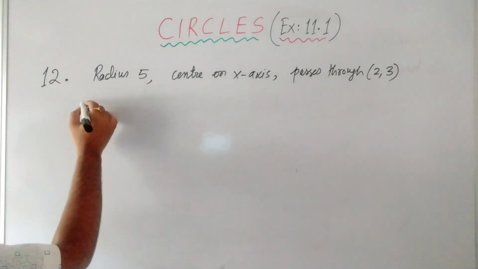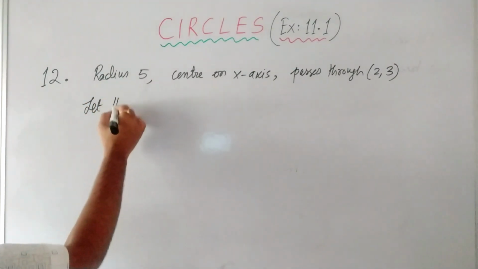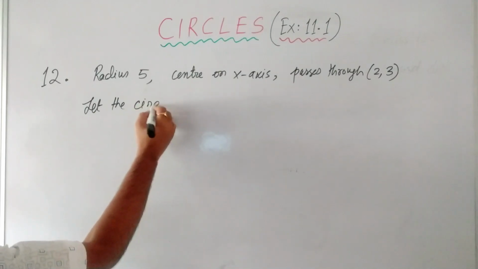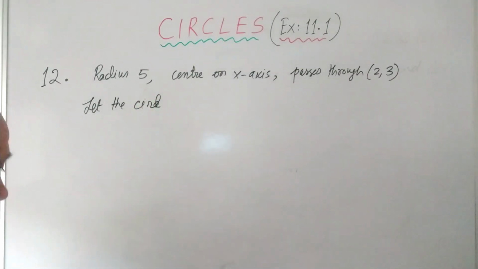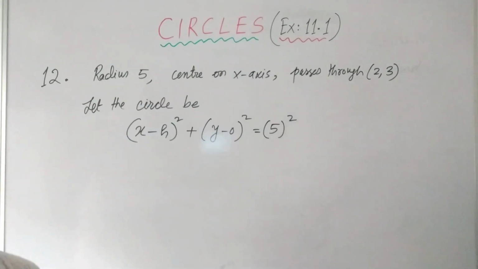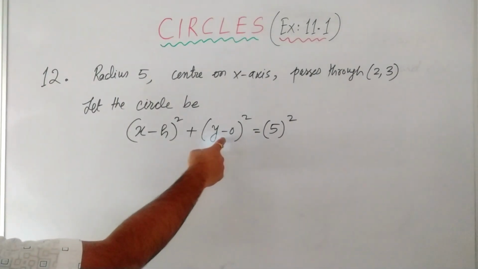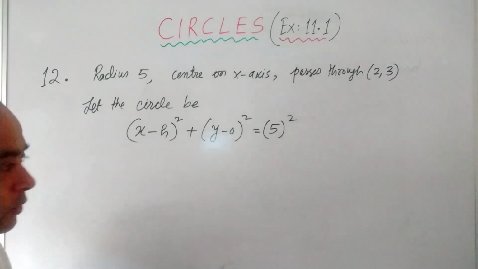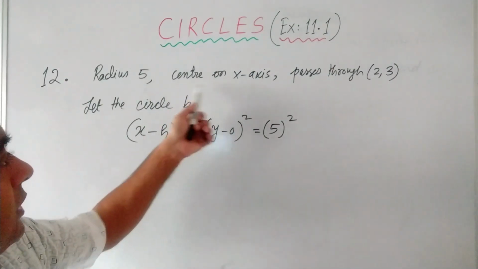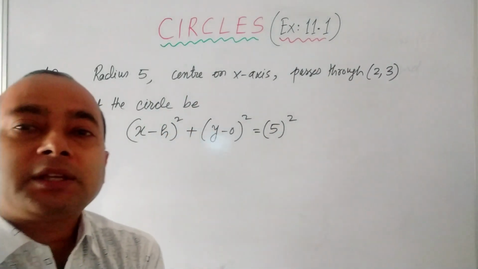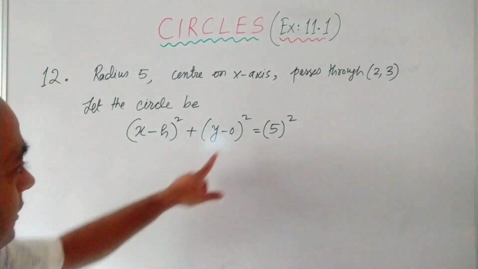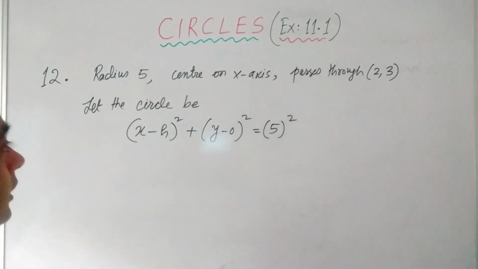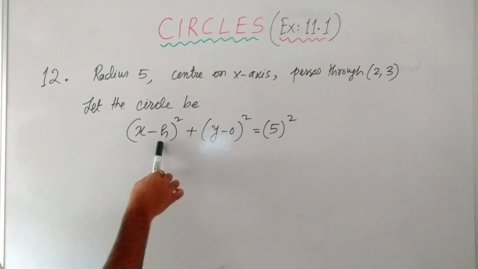We will write down, let the circle be (x minus h) whole square plus (y minus 0) whole square equal to 5 square. Why this is 0? Because center is on the x-axis, and on the x-axis y is always 0, right? So this k will be 0. Now if you can find out the value of h, we are done.